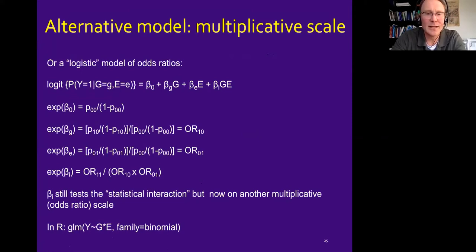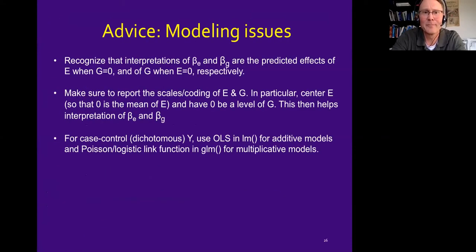And here again, this slide 25 is just for the logistic model. It's the same thing, except you say family is equal to binomial. And beta 1 here still tests the interaction, but it's now on a different scale. Instead of a ratio of risk ratios, the interaction is testing a ratio of odds ratios. But they actually end up being very, very similar unless the prevalence becomes high.